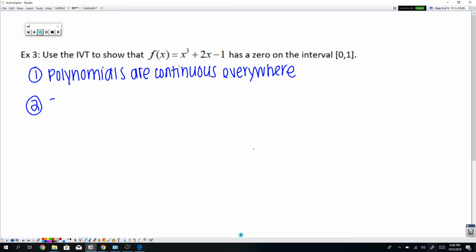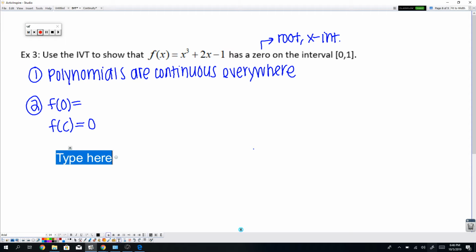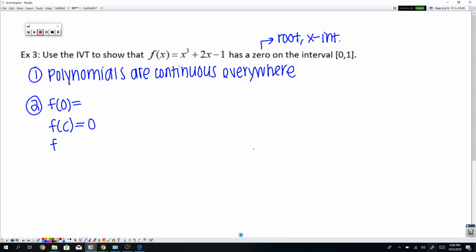So you have f of 0, f of c. It says has a 0, so that means equals 0. If it says 0, root is the same thing. Root or x-intercept, those are all the same. And then we have f of 1. And we just need to plug it in.